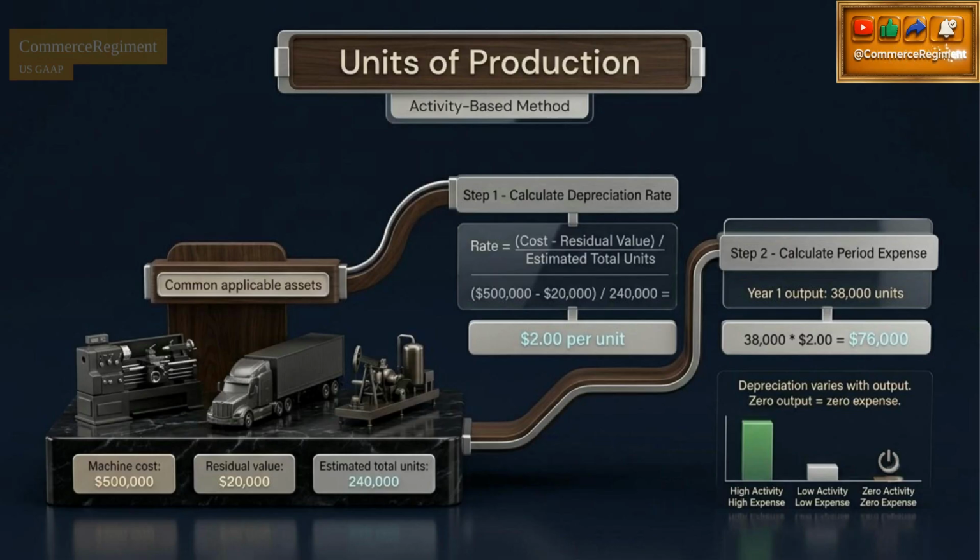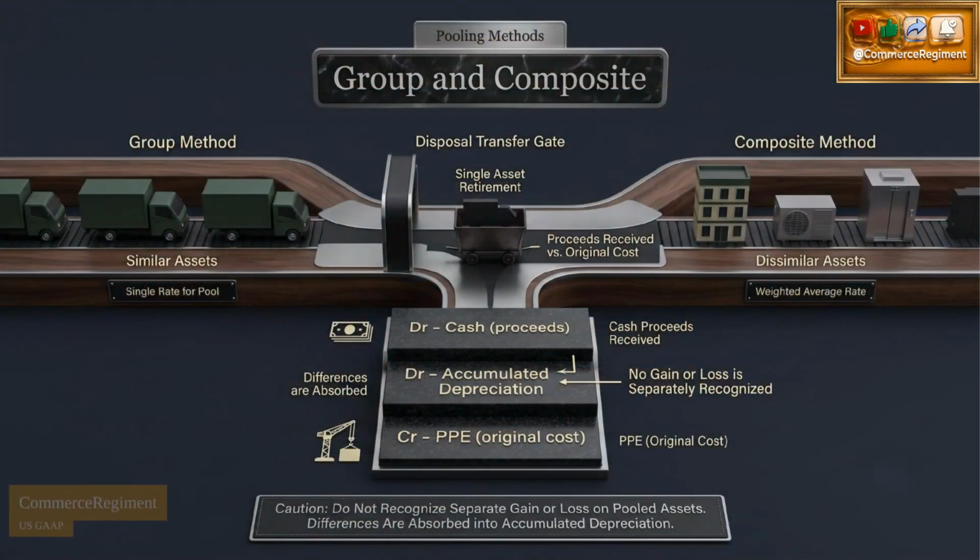The rate is $2 per unit. If year 1 output is 38,000 units, depreciation expense is $76,000. Group and composite methods simplify depreciation for pools of assets. The group method combines similar assets such as a fleet of delivery trucks. The composite method combines dissimilar assets such as a building, HVAC system, and elevator. A weighted average rate is applied to the pool.